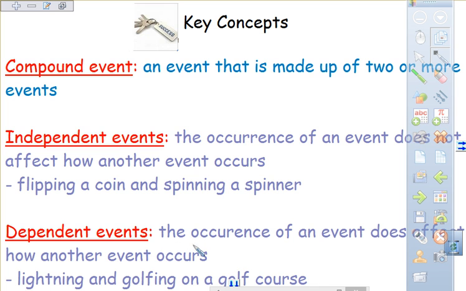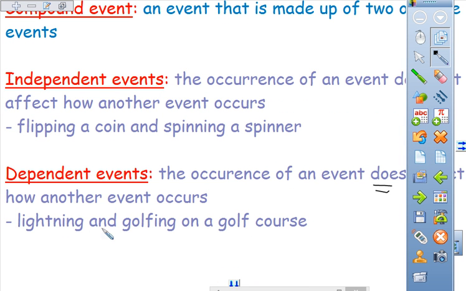Dependent events: the occurrence of an event does affect how another event occurs. So, for example, lightning and golfing on a golf course. If there is lightning, that will affect whether you're going to golf or not. So these 2 events would depend on each other.